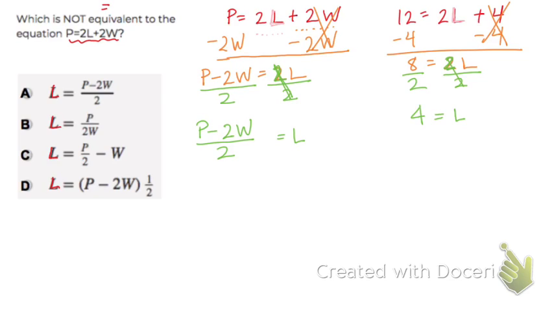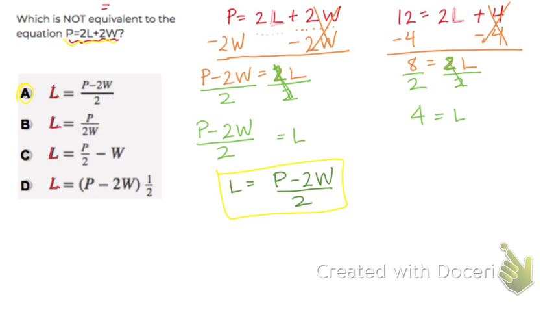And notice I said L equals that. I can switch the sides. With equations, you can always take what's on the right side and move it to the left side, and take what's on the left side and move it to the right side. So let's just rewrite that. So this is what we get right here. Now let's look at our choices. Yes, A here is what we have. So we know A is equivalent to this. We're looking for what's not equivalent.